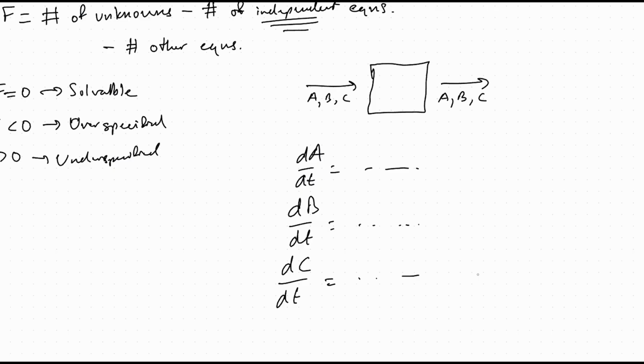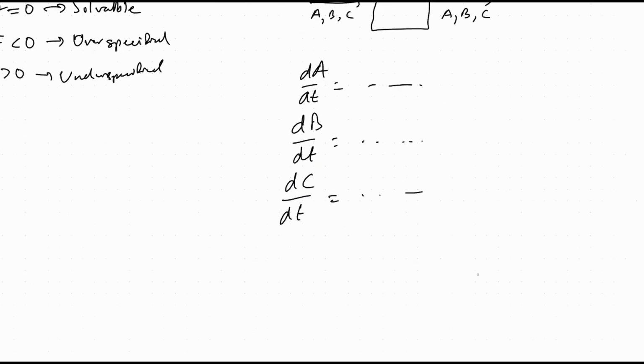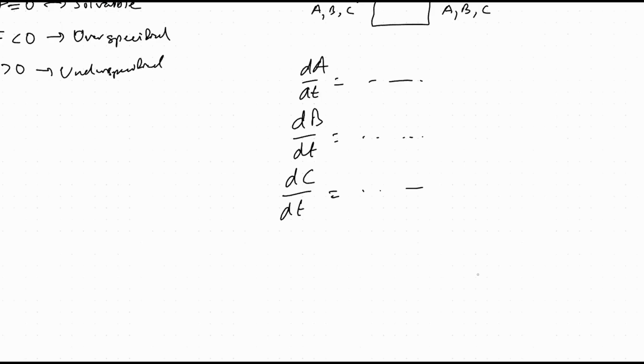I can also do a total balance, right? So let's say the total mass is m. I can do dm/dt equals so forth. But the question is, which one of these are independent? Well, A, B, and C are independent of each other, but the change in total mass over time should just be the sum of all the individual components.